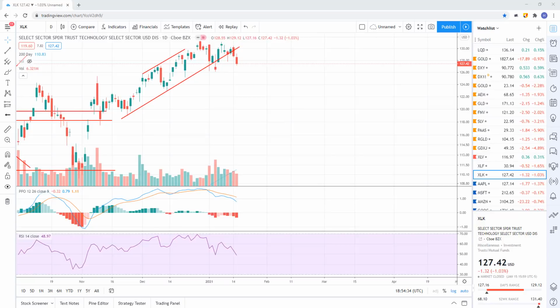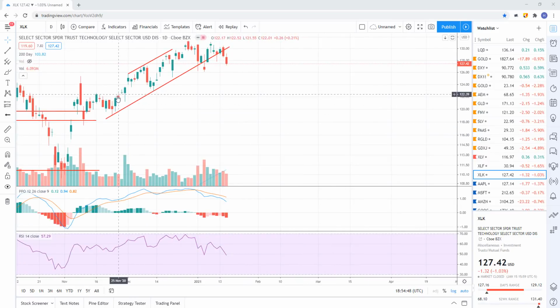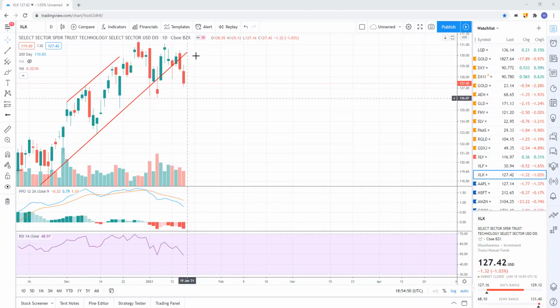Here's another look at tech, XLK. So this is technology stocks, except it doesn't have Amazon in it. So it's Microsoft and Apple and other tech stocks, but no Amazon. And you can see a little bit of a different look here in tech. We had an uptrend line right here, and we're getting a pretty impulsive breakdown on the daily chart. Two solid breakdown candle red days.